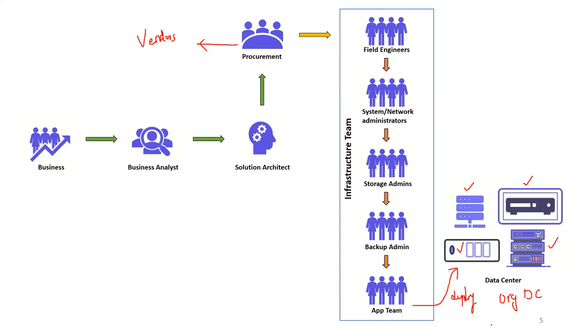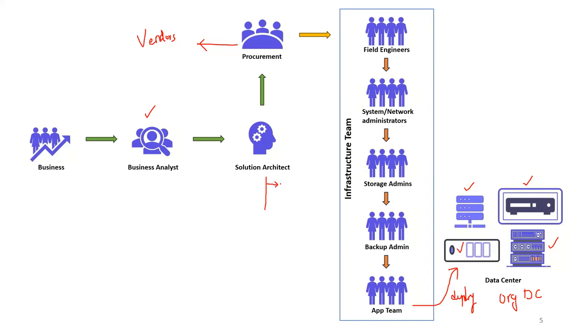In the traditional working model, a business comes with a requirement for an application, and then the business analyst comes into the picture. He gets the requirements from the business team and converts them into high-level technical requirements. Now he passes that information to the solution architect. The solution architect will create an architectural design to be followed for the deployment of your application, and that involves many things.